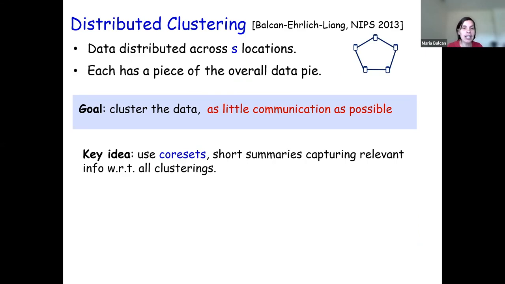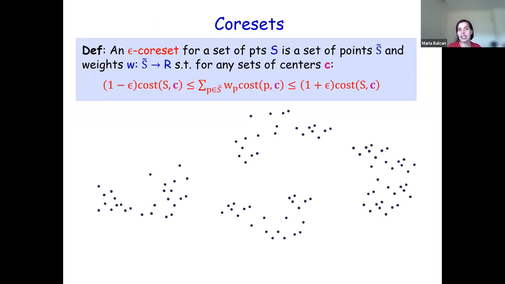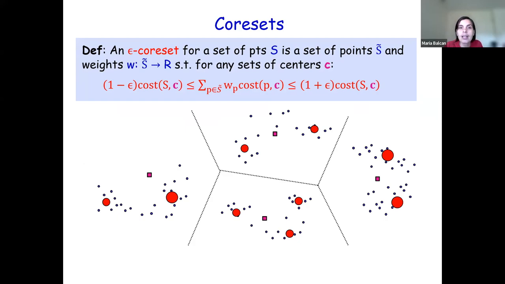And again, without going into the details, in one of my works, what we were able to do is to use the idea of coresets. So what are coresets? They were introduced in theory of computing, but roughly speaking, they are short summaries of the data. A coreset for a set of points S is another set of points S tilde with some weights on them, so that for any possible set of centers, the weighted cost on the set S tilde is a good approximation of the cost of that set of centers on the whole set of points.